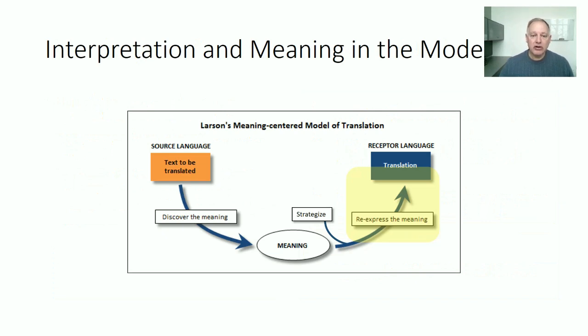So again, if we look at Mildred Larson's, my favorite graphic or visual representation of the translation process, this model, she has the source text, we discover the meaning, that's that interpretation and analysis phase. Once we've determined the meaning of the source text or specific source text unit, we strategize, we think about what an effective translation will look like, and only then do we move on to the reformulation phase, which in her model she calls re-express the meaning on the way to creation of that receptor language text, the target text. So we're going to focus on this highlighted area in this presentation, the re-expression or reformulation phase.